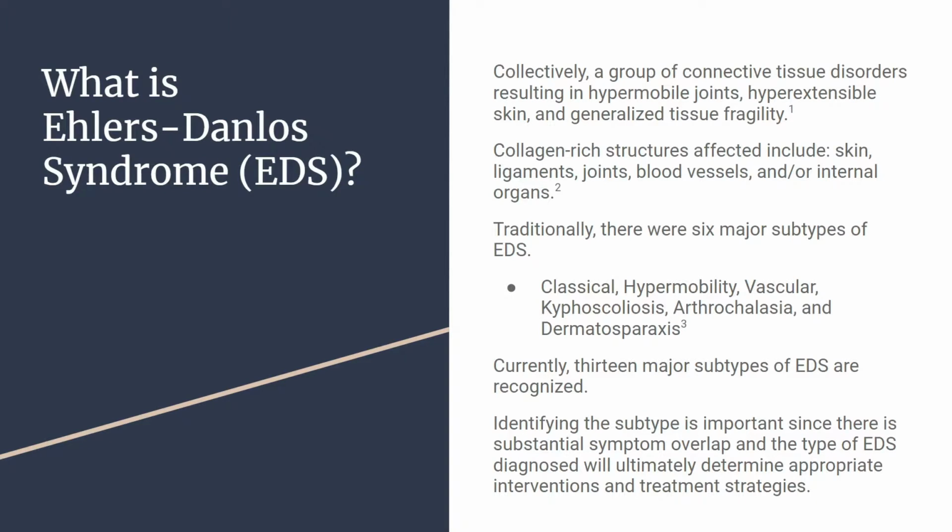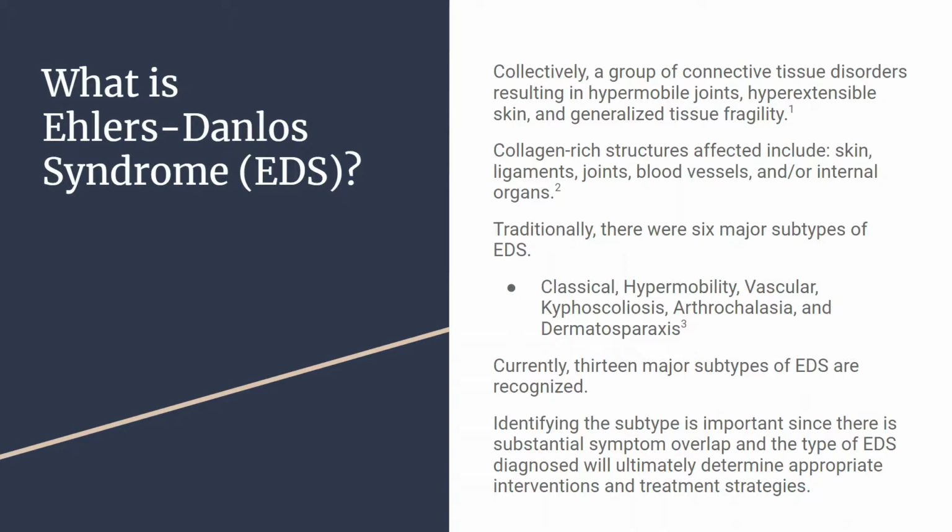So what is Ehlers Danlos? Collectively, it's a group of connective tissue disorders resulting in hypermobile joints, hyperextensible skin, and generalized tissue fragility. So it's when collagen-rich structures, including skin, ligaments, joints, blood vessels, or internal organs are affected.